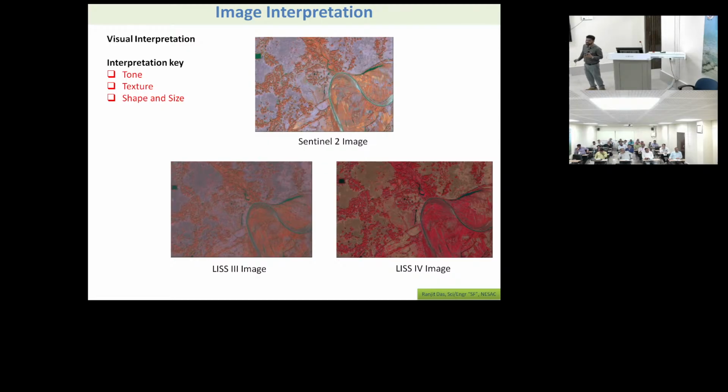Up to LISS 3 it is free now for India also. LISS 3 has 23.5 meter resolution. Those satellite data are free now, but LISS 4 you have to buy. What is the resolution of this LISS 4? LISS 4 is 5.8 meter. For this type of mapping it is good enough.